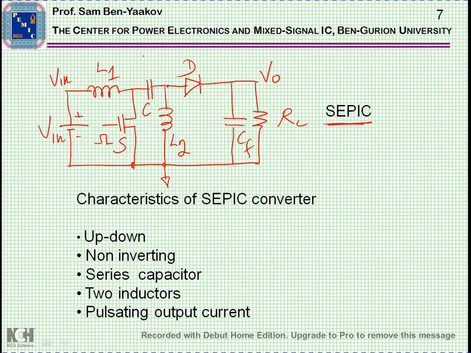Summarizing now the characteristic of the SEPIC converter, which is the precursor of the dual SEPIC. As you can see, it's very similar, except that it has an inductor in series here and an inductor in parallel here, while in the Zeta it's reversed. This is why the Zeta is called the dual SEPIC. Now for the SEPIC, we have an up-down, we have non-inverting, we have a series capacitor, which could be useful to protect against shorts at the output. There are two inductors, but we have a pulsating output current in the SEPIC.